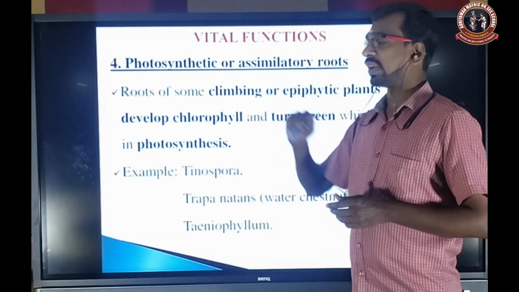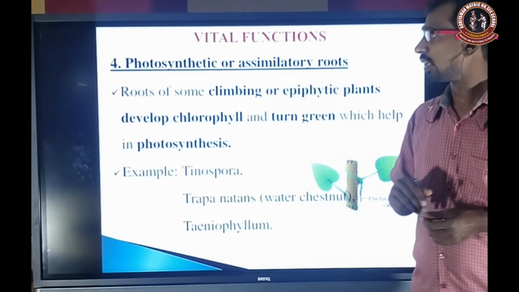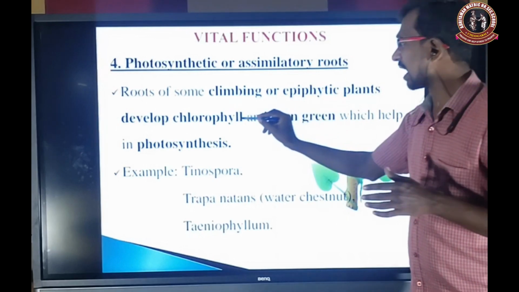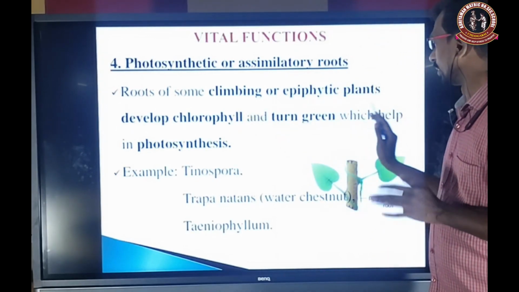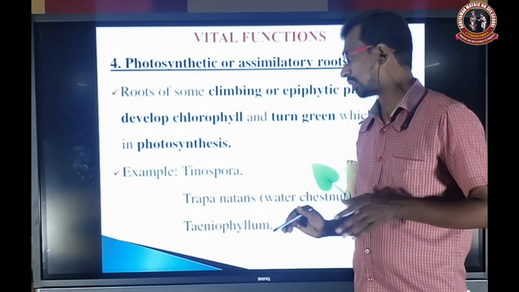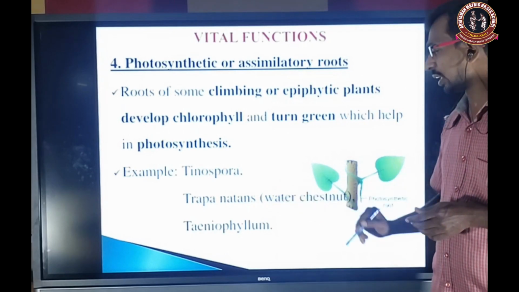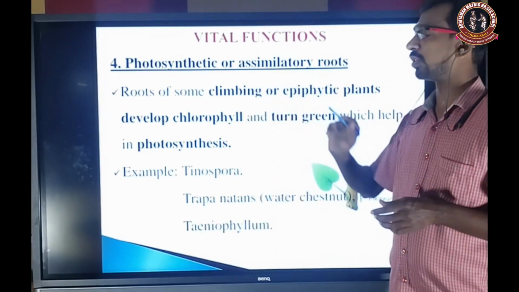And another vital function, that is the final one, photosynthetic or assimilatory root. So, some of the climbing or epiphytic plants develop chlorophyll-containing roots, and they grow green, which helps in photosynthesis. Example, Tinospora, Trapa natans and Taeniophyllum. So, these are the examples for photosynthetic root.